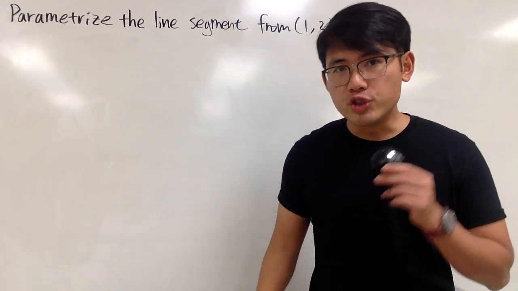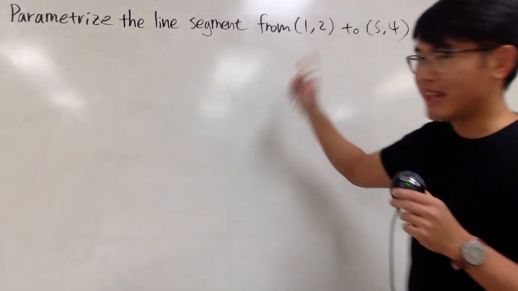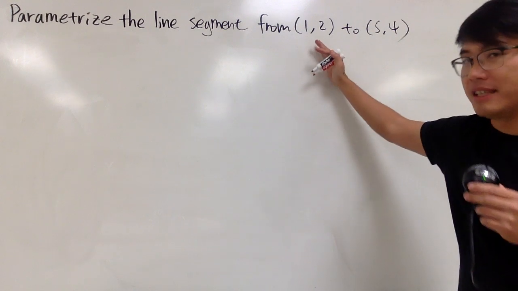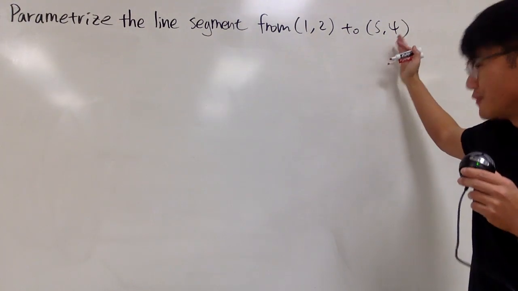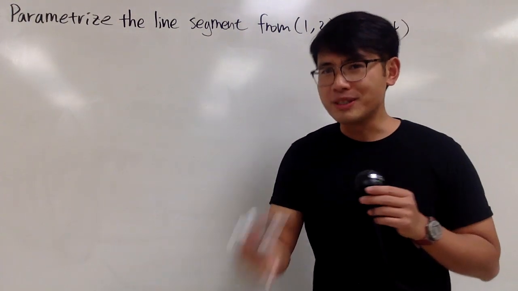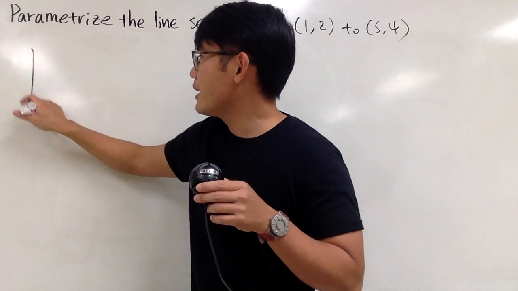Okay, in this video, I'm going to show you guys how to parametrize a line segment. So let's just do this example, going from (1, 2) to (5, 4). First of all, it's always helpful to see a picture, so I will give you guys a picture.